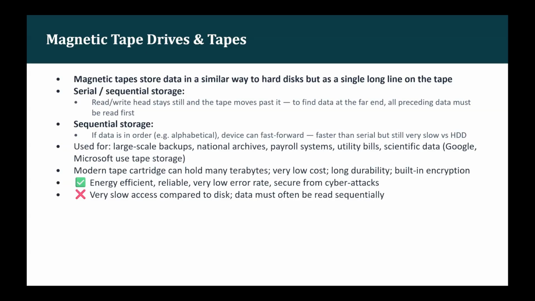The advantages would be energy efficient, reliable, very low error rate, secure from cyber attacks. The disadvantages would be very slow access compared to disk. Data must be read sequentially.